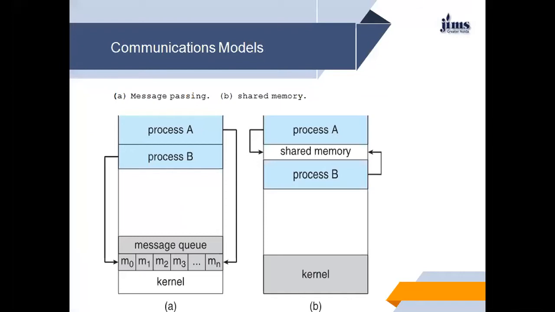Here you can see the two figures. The first figure shows communication between two processes, A and B, with the help of messages. In figure A, you can see there is a kernel and there are different messages M0, M1, M2, M3, up to Mn. This is a message queue, and process A and process B communicate with each other with the help of this message queue. Shared memory: in shared memory, the two processes, process A and process B, can communicate with each other with the help of this shared memory.